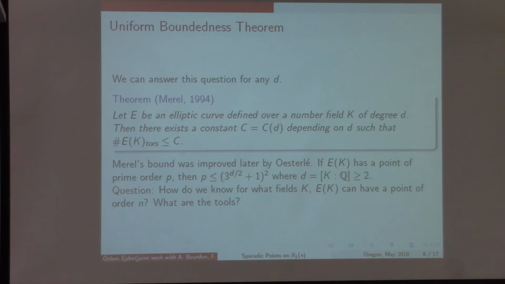All right, so then we can ask, what is the method? How do I understand, if I just take a number field, what kind of points of order I can get? And what do we use for that? For that, we'll talk about the modular curve X1(N), which also appeared in the title.